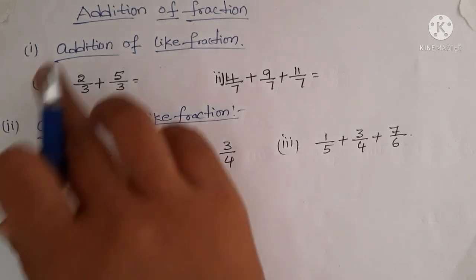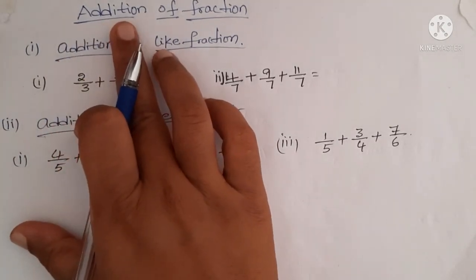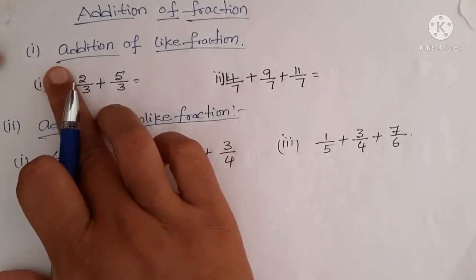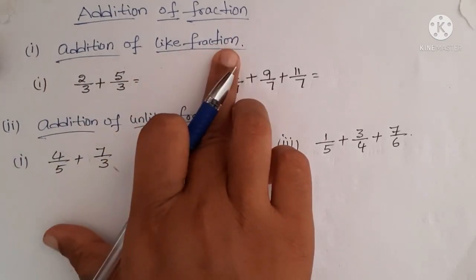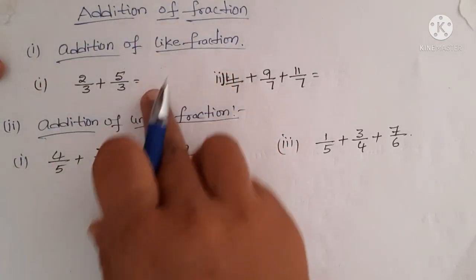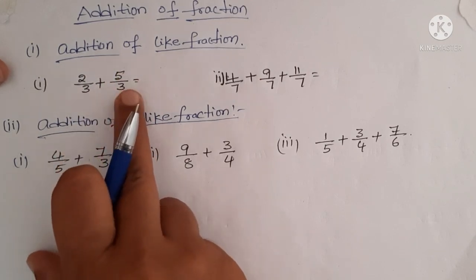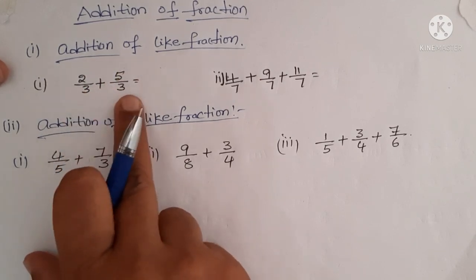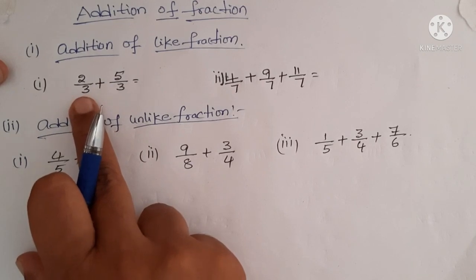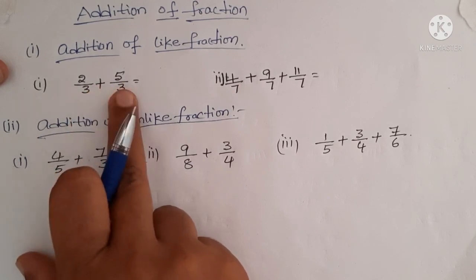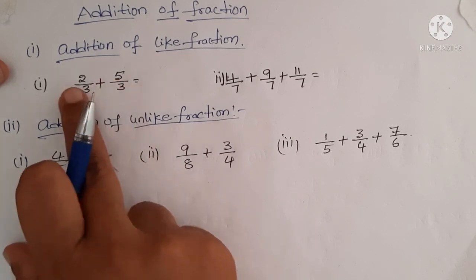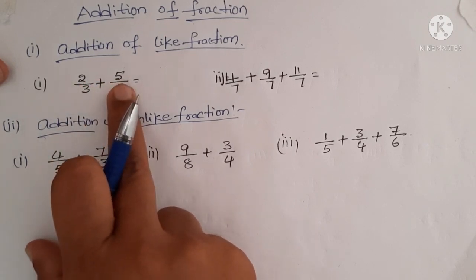Okay. See here, we have to learn addition of fractions. First, I will take addition of like fractions. See here, I have some examples: 2 by 3 plus 5 by 3. First, we check the denominator place. See here, 3, 3. So the denominators are the same. So these fractions are called like fractions.